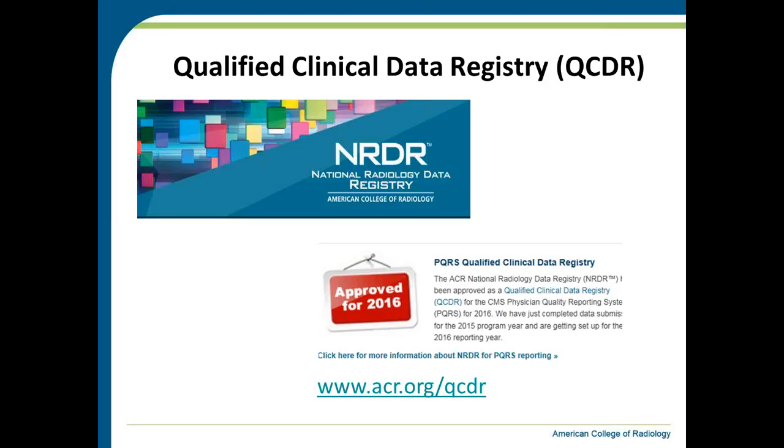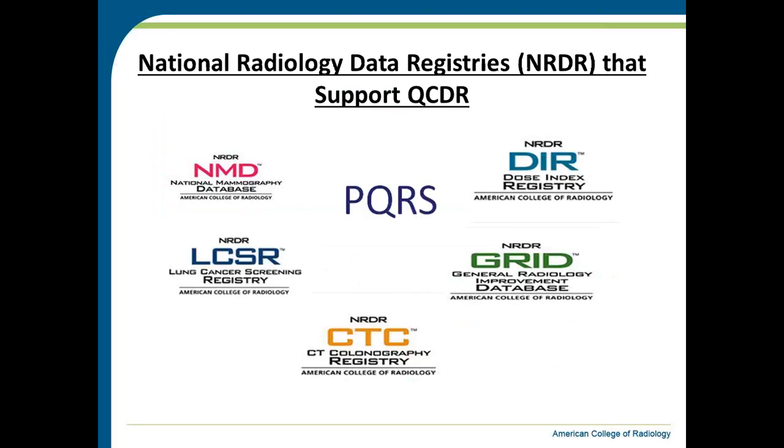We are approved just for the 2016 reporting year. We are pending approval for 2017 to be a QCDR. So we're expecting to hear about that information in a few months. Just as a reminder, ASCR does have a number of data registries or databases that can be used for PQRS reporting. They are here on this slide referenced for you. If you're participating in any of these registries, that means that there are measures that can be used for PQRS reporting.